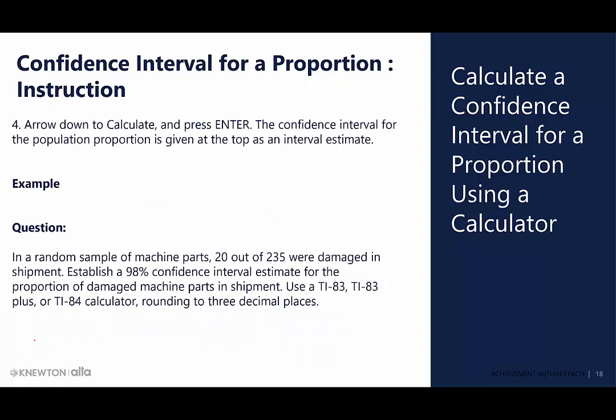All right, here we go. In a random sample of machine parts, 20 out of 235 were damaged in shipment. They want us to create a 98% confidence interval to estimate the proportion of damaged machine parts in shipment. Right off the bat, we know that a confidence interval for a population proportion is going to be a one prop z interval. We need an x and an n. Our x is 20, our n is 235, and our c level is 0.98 because they want a 98% confidence interval.